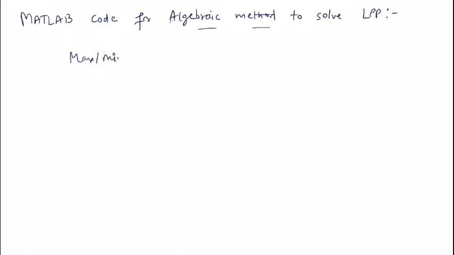So LPP looks like maximize or minimize Z equals some cost function, C transpose X. So basically it's like C1x1 plus C2x2 plus up to Cnxn. So we have n variables and C1, C2, up to Cn are their costs. So this is the objective function which we want to get a maximum or minimum value of.